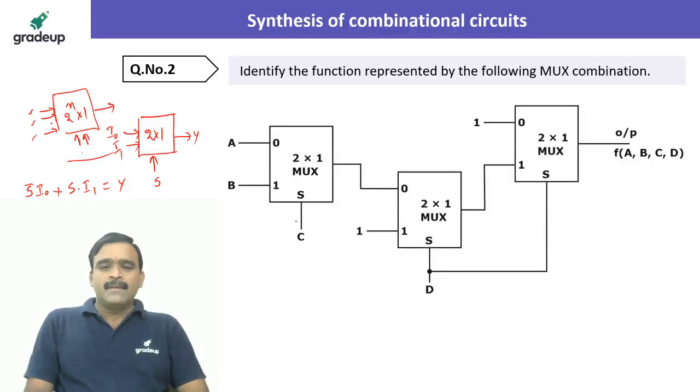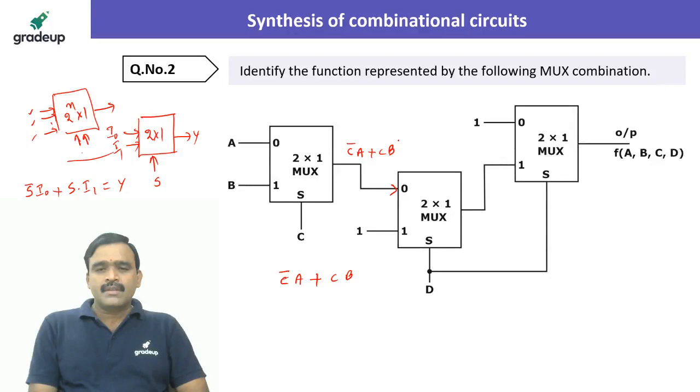Okay. Similarly, for this multiplexer, C is the selection line. When C is 0, that is nothing but C bar, output is equal to A. When C is 1, output is equal to B. So the first output that you are getting is given as input to the next multiplexer. Am I right? So C bar A plus CB. So this is the input for the next multiplexer: C bar A plus CB.